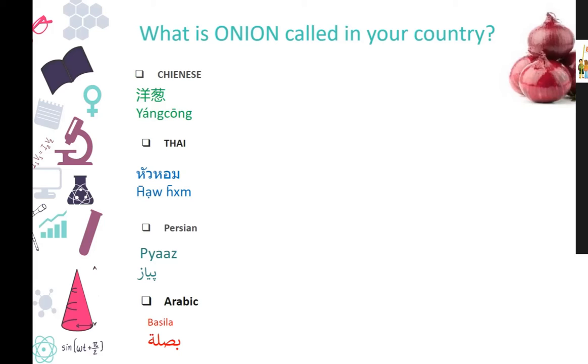Then he came to Thailand. He said, do you have an onion? Because he was a scientist doing research on onion. The Thai people said, we don't know.